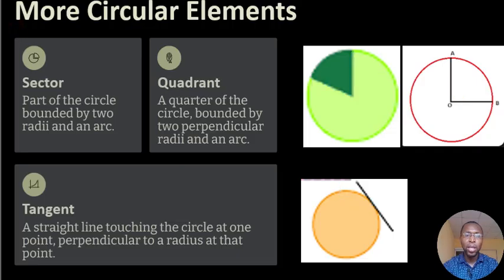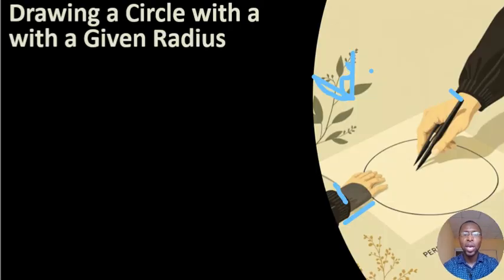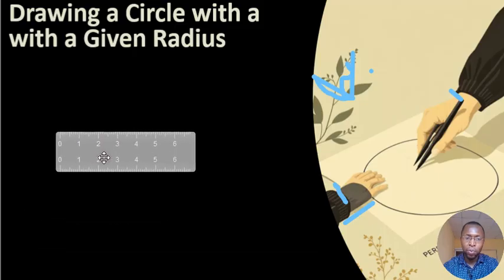So having said that, let's now see how to draw a circle when we have a given radius. How do you draw a circle when you have a given radius? For example, if you are given a radius of 5 centimeters, how do you draw such a circle? So first of all, you get your ruler and you measure your 5 centimeter radius with your ruler.